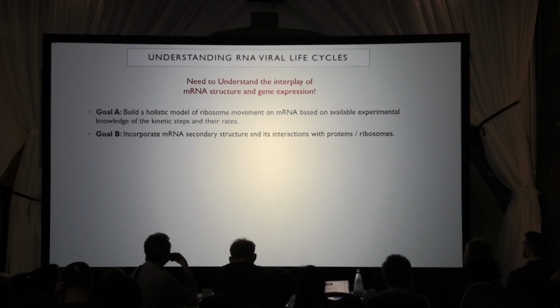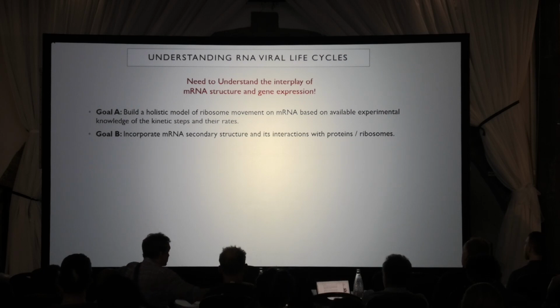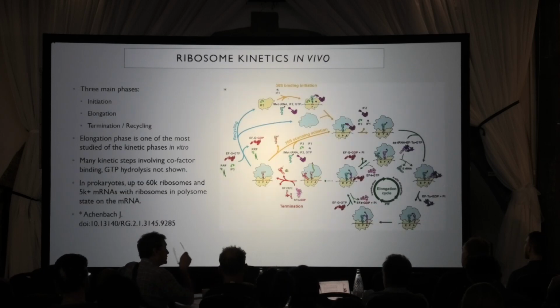So how does the ribosome interact with the RNA, and how does it move over the mRNA template? The first goal was to build a holistic model that looked at ribosome movement on messenger RNA based on the knowledge of the kinetic steps and their rates. And then the second goal, once I created this stochastic model, was to somehow incorporate the RNA secondary structure and its interaction with proteins and ribosomes.